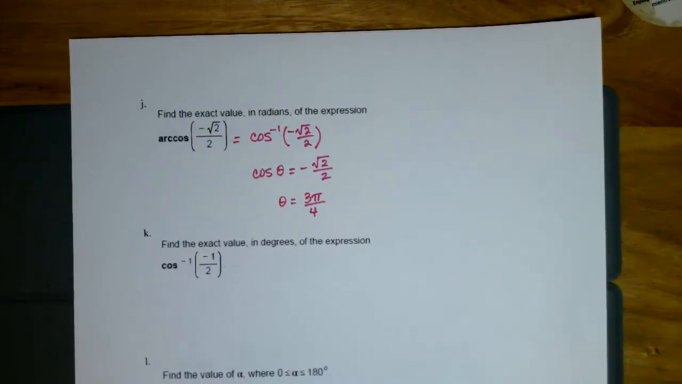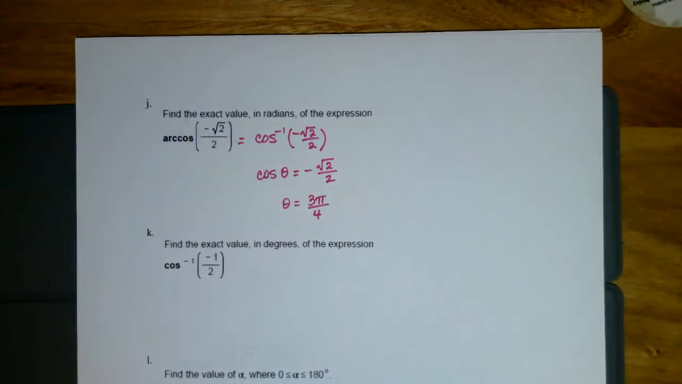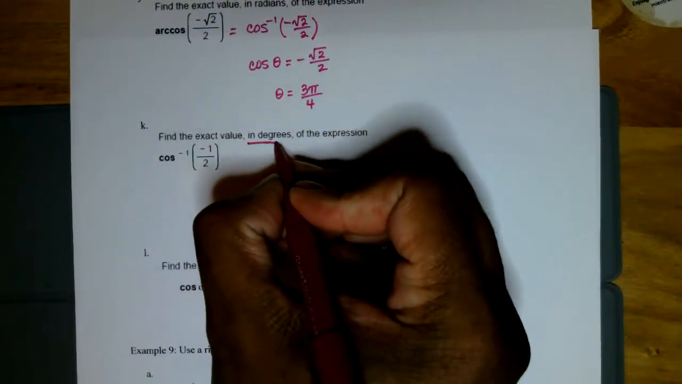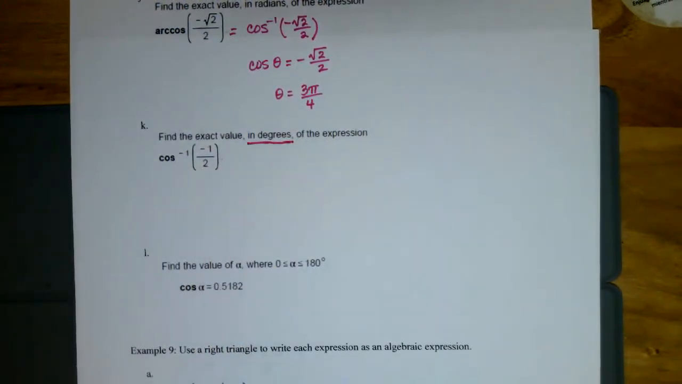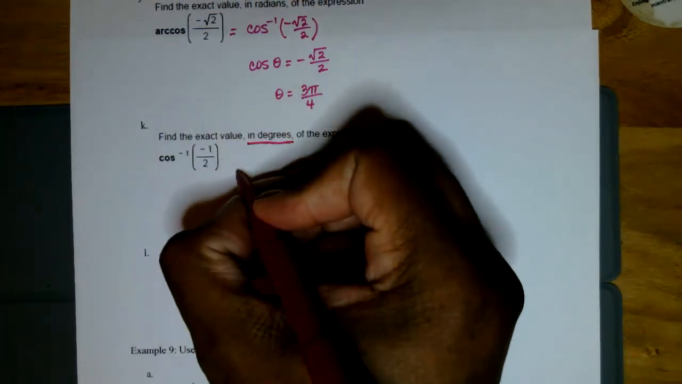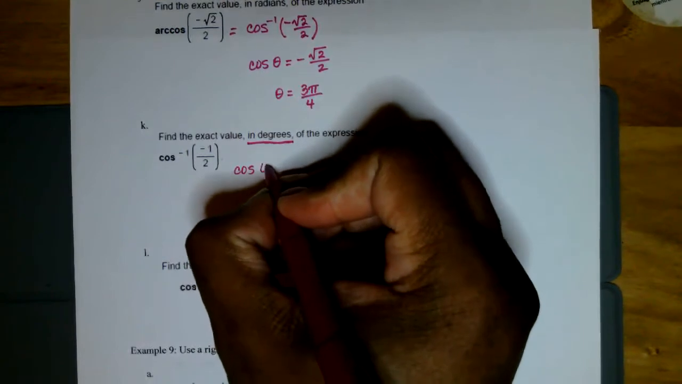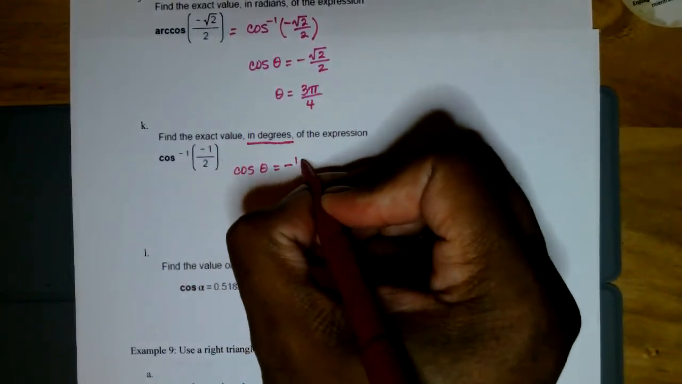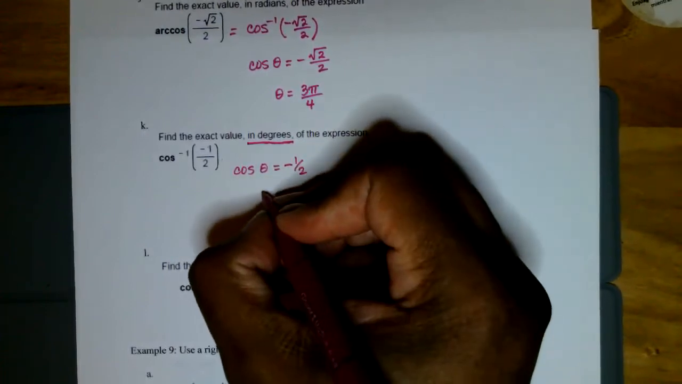All right, part K. Here's another one of these. In degrees, here it is. Read carefully. In degrees, you want to find the exact value of this expression. That's the inverse cosine of negative 1/2. And what that means there is, I want to find out the angle theta so that the cosine of theta is negative 1/2.